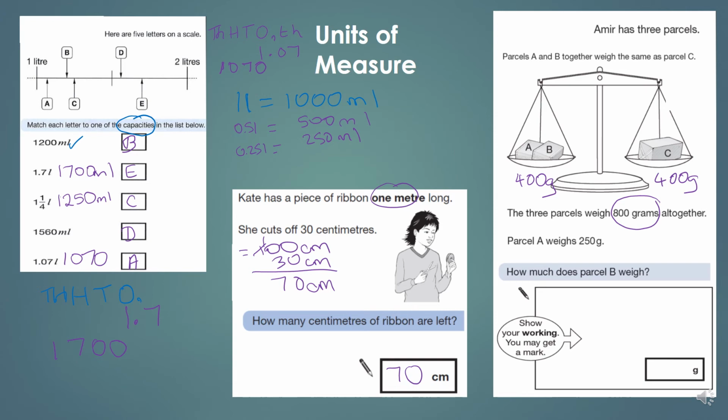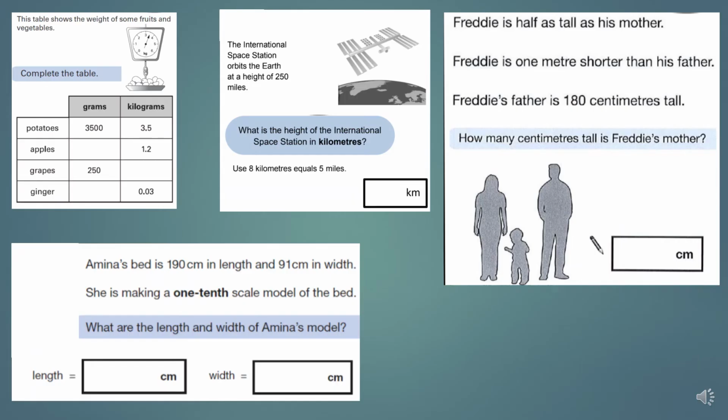So we have parcel A at 250. We need to subtract that from 400 to find out the weight of parcel B. And that is 150 grams. Okay, your turn. Over to you. Okay. Here are your questions. I'd like you to pause the video and have a go.